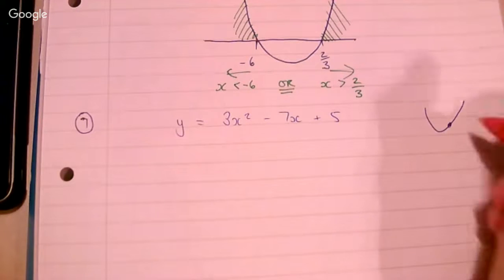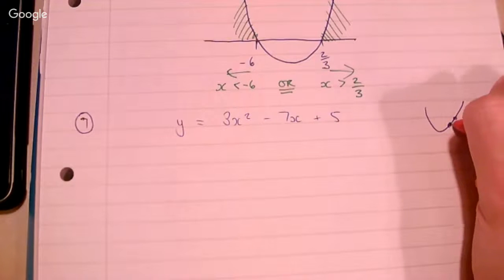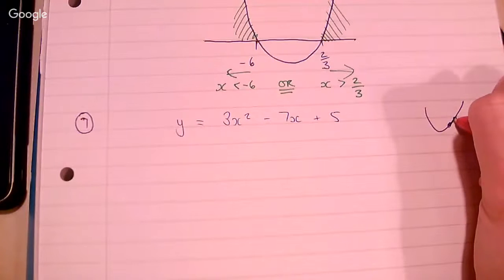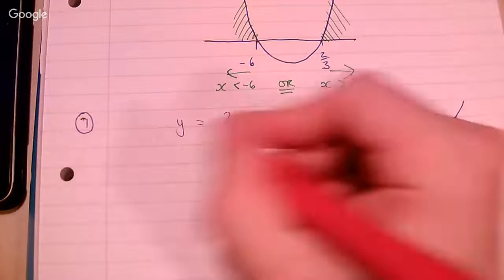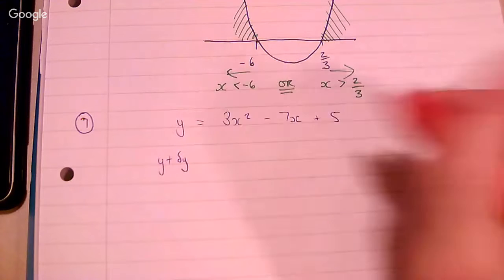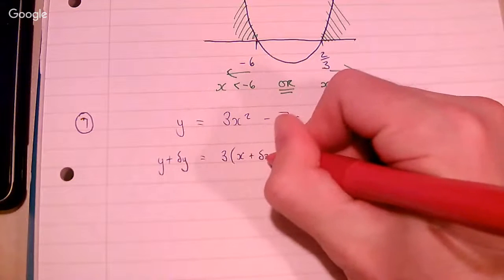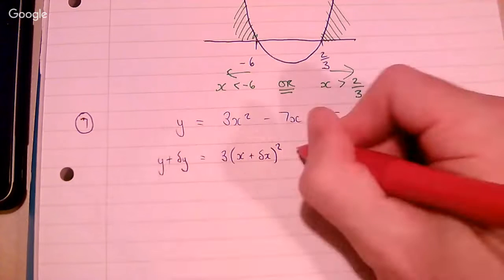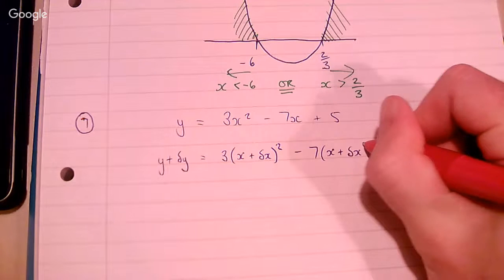So the way that you do that is that we're basically looking at a curve, and we're saying we've got a point on the curve here, and then if we take another point on the curve, the closer it gets to being that point there, the more it will resemble what the tangent to that point is. So this is what differentiation is basically. So we say that y plus a little bit of y, so we call that delta y, would be equal to 3 times x plus a little bit of x, all squared, minus 7 times x plus a little bit of x, and then plus 5.